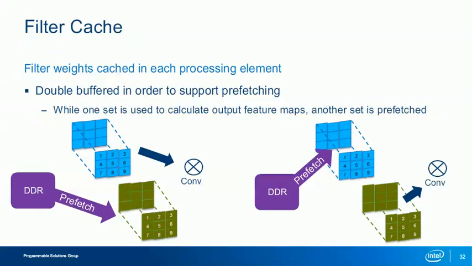During the fully connected layers, the filter cache is actually used for batched feature data, while the mainstream buffer is used for the fully connected layer coefficients.